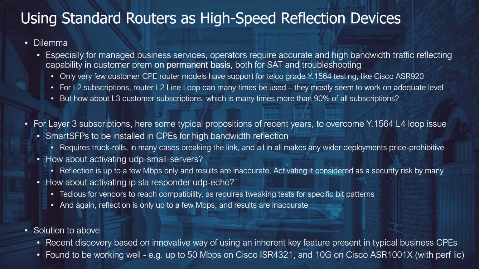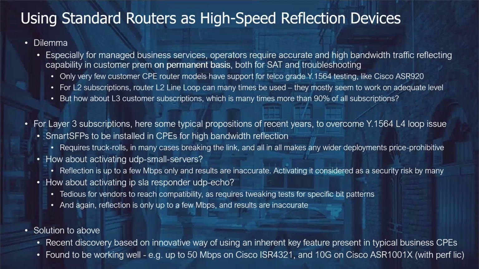For layer 2, some routers do support reflection of packets very well with their layer 2 line loop, but many times the proportion of layer 2 customer subscriptions is just less than 10% of the complete customer base. So what to do in case of all layer 3 customer subscriptions and sites?